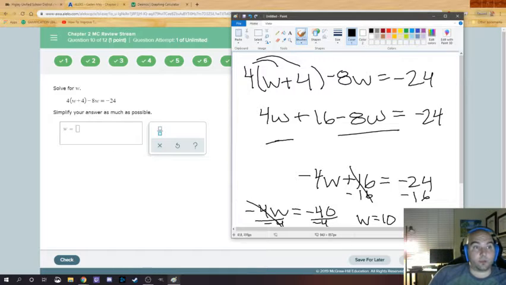So that was the last step. So I had to distribute. I had to combine like terms that were already on the same side. I had a two-step equation left over here to finish. I needed to minus the 16 from left and right side, and then divide by negative 4, and then I got 10.